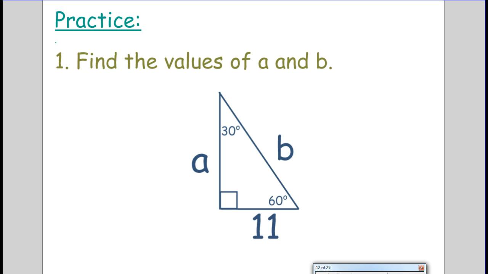Oh, 22, yes. Okay, sorry. I thought it was 2 squared for some reason. So this is x. So your x is 11. X root 3.